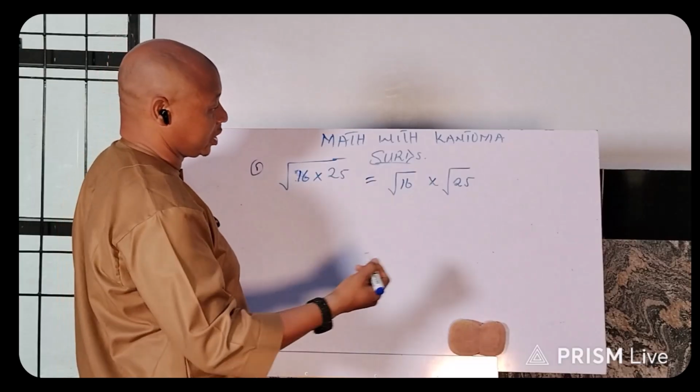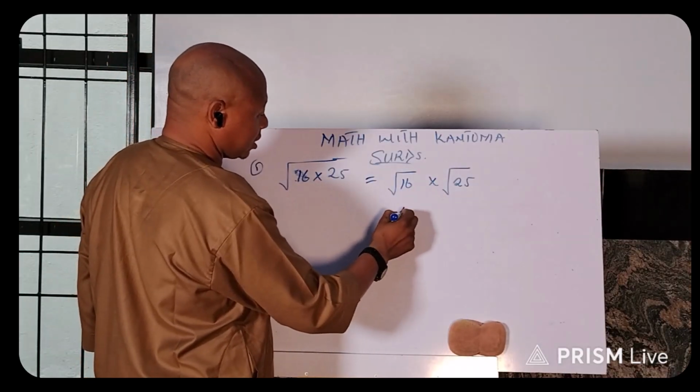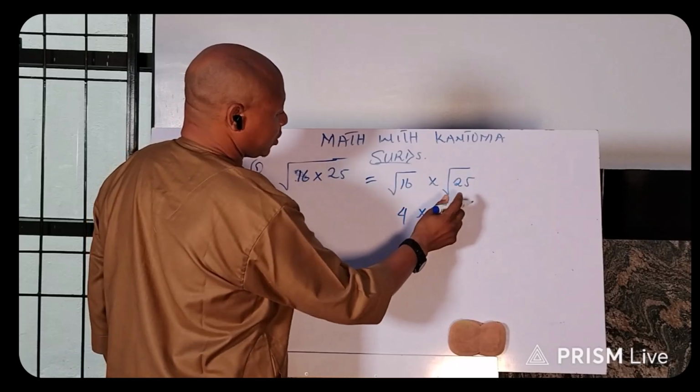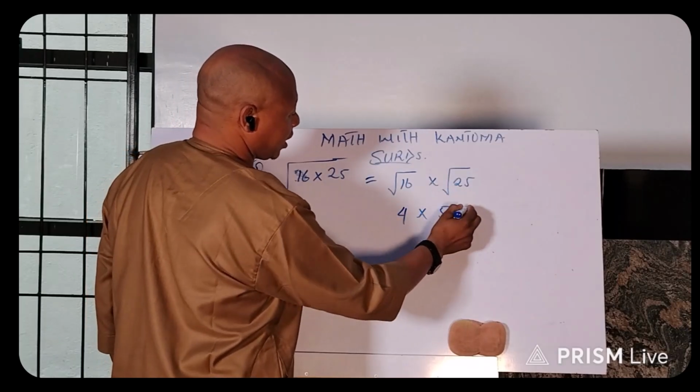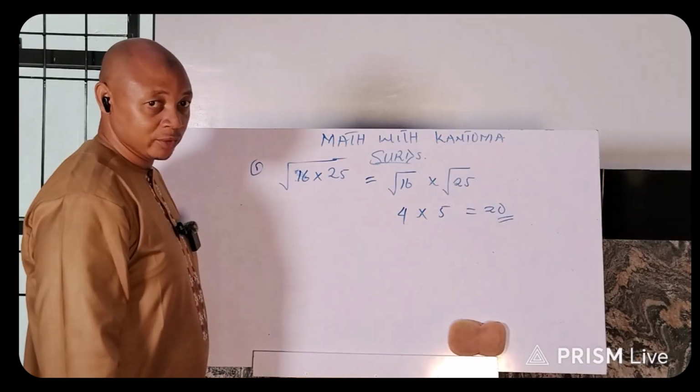So square root of 16 times square root of 25. We take square root of 16 first. Square root of 16 is 4, times square root of 25 is 5. So 4 times 5 gives us 20. So this is the value if we are multiplying this type of surds.